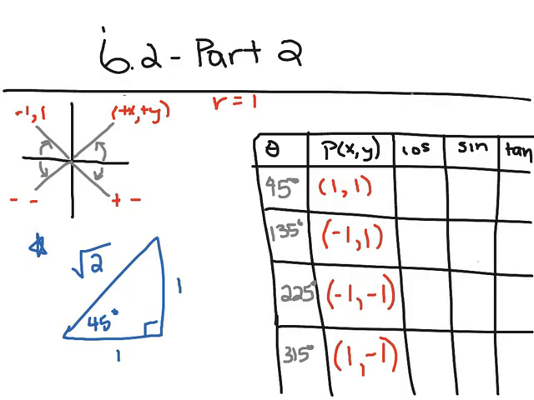So cos theta is going to be our adjacent over our hypotenuse, so 1 over root 2. Sine theta is the same. And tangent is 1 over 1, so it's 1.